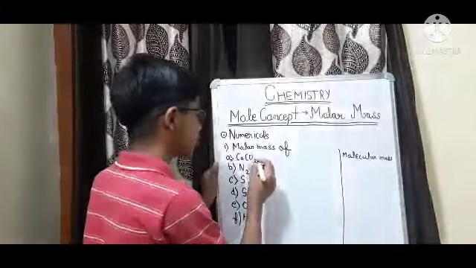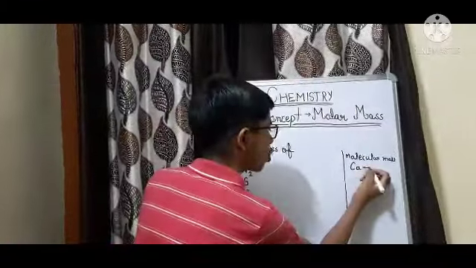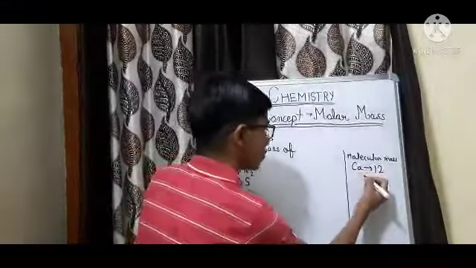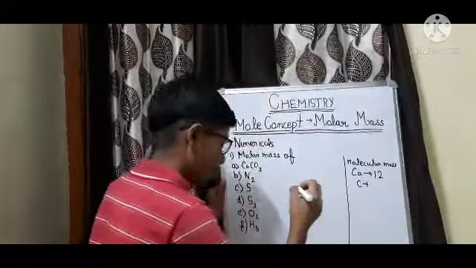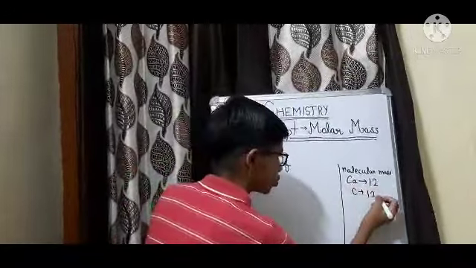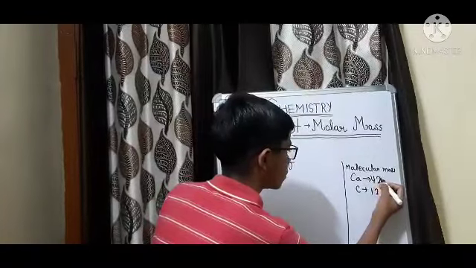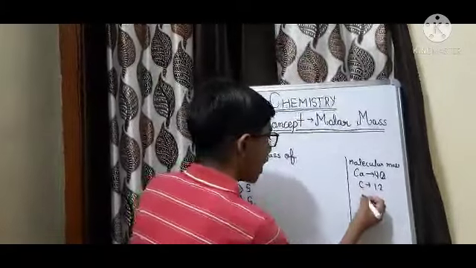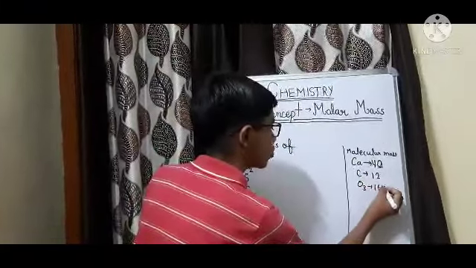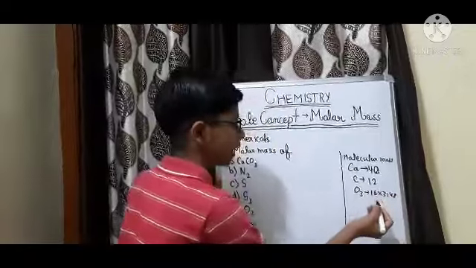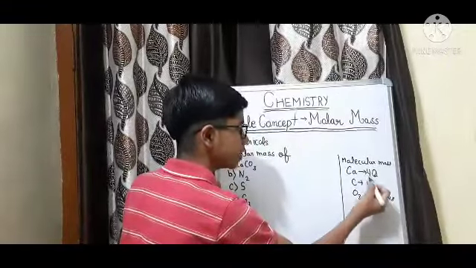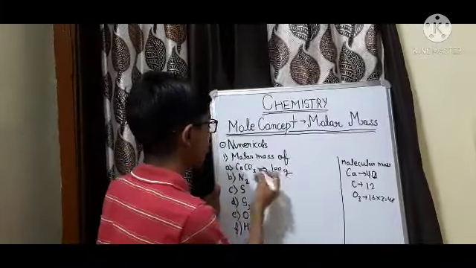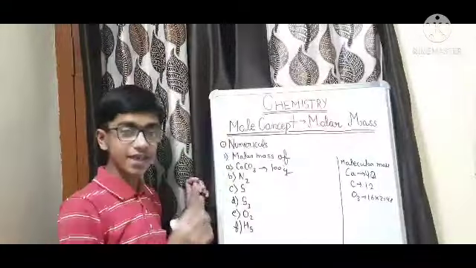For example, CaCO3. The molecular mass of Ca is 40, of C, that is carbon, it is 12, and of O3 it will come as 16 into 3, which is equal to 48. Now we add them: 48 plus 12 is 60, 60 plus 40 is 100. So by this we get that 100 gram is the molar mass of CaCO3, that is calcium carbonate.